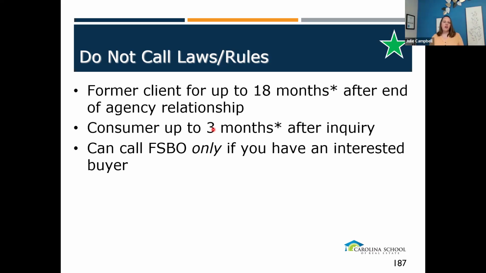If there is a for sale by owner that is on the Do Not Call, I can only call that FSBO if I have an interested buyer. If they are on the Do Not Call, I cannot call to solicit their listing. So if you have a buyer that found a FSBO, you can contact them on behalf of your buyer. You're sitting there right now going, gee, Julie, what's the big deal? It's only a phone call. Well, we're looking at fines of up to $10,000 per violation.